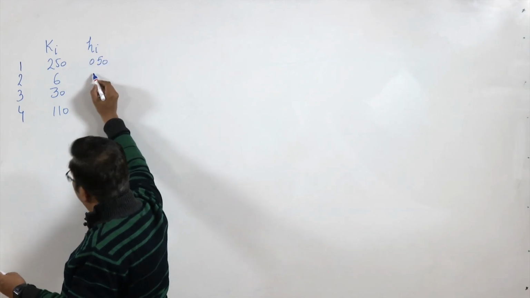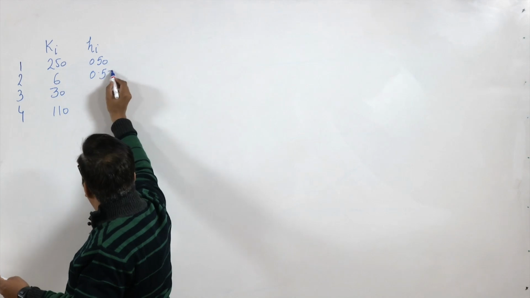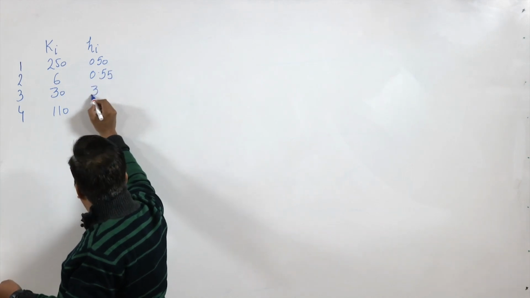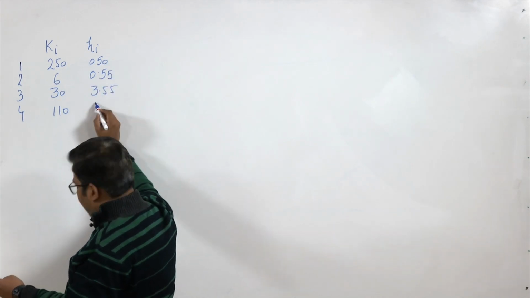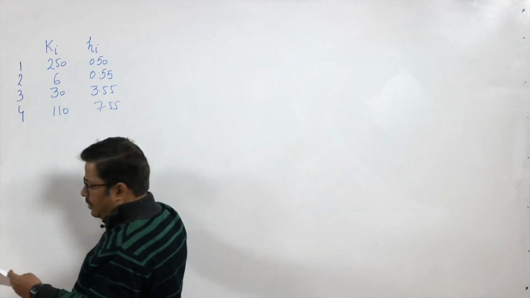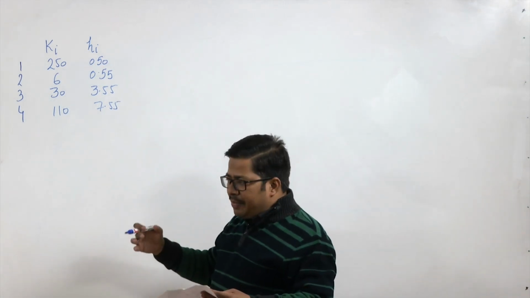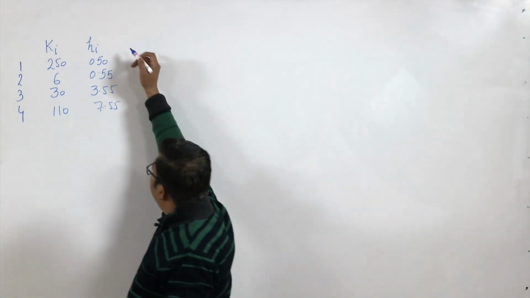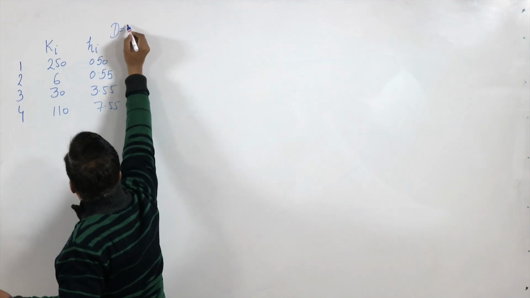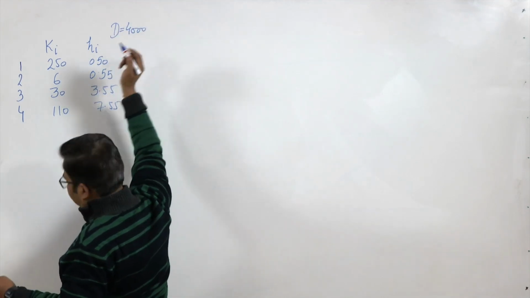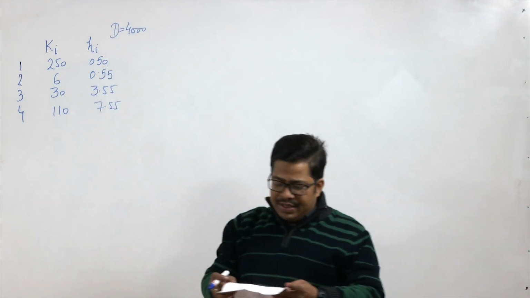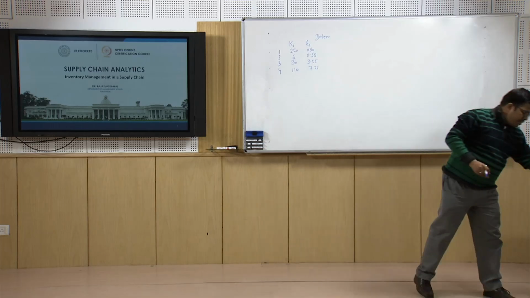0.50, 0.55, 3.55 and 7.55. The demand of the supply chain D is 4000. This data is available to us.